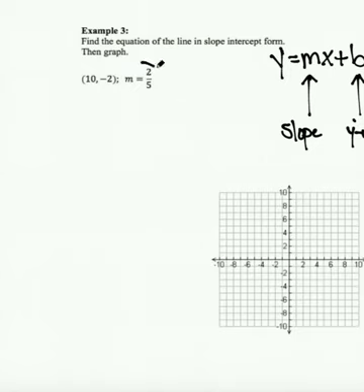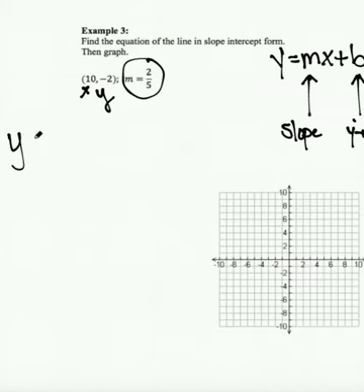So we're going to have to fill in the slope and we're going to have to fill in the y-intercept. Right now, we have the slope, which is awesome, but we do not have the y-intercept. So we have to figure that out. But we do have an ordered pair, an x value and a y value, so we can use that information and plug it in. Step 1 is done.